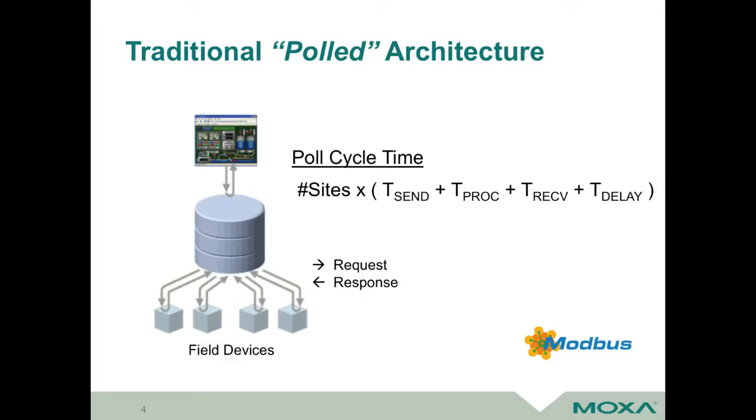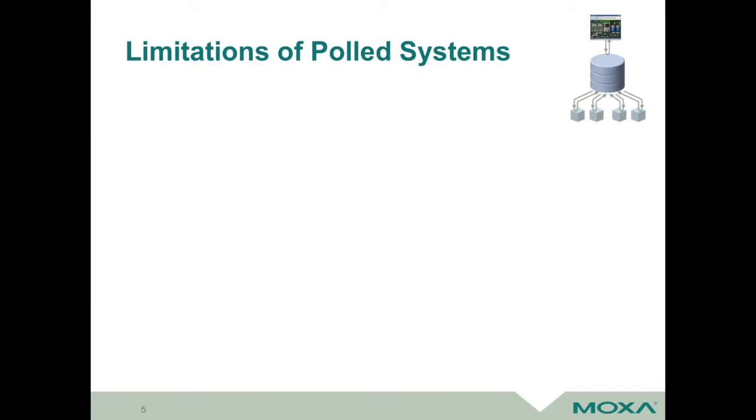So basically, with this type of architecture, you have to keep in mind that total cycle time. If it's maybe 1 second per site and 100 sites, now you've got 100 seconds basically to get around and refresh those values a little bit. So that's real typical of a Modbus type system for doing a polled environment. Well, polled is great, but there are some other ways to accomplish this. Let's take a look at some limitations first.